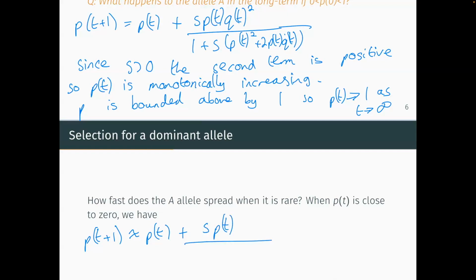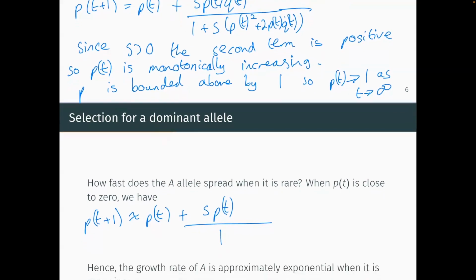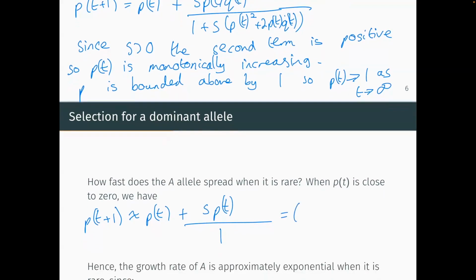And then on the bottom, we've got 1 plus, if we were to take this p of t outside, we'd have s p of t times by something, right? And the p of t is going to be relatively small. So this is approximately equal to just 1 on the bottom, because we've got 1 plus something very, very small. So it's roughly equal to 1. So this works out nicely as just being approximately equal to (1 plus s) times p of t.